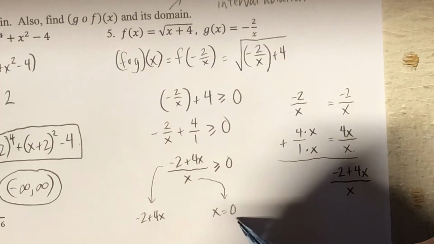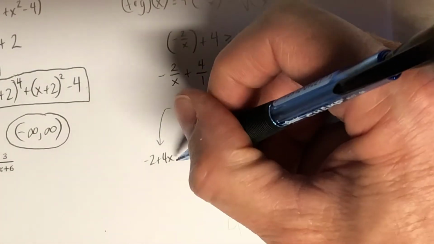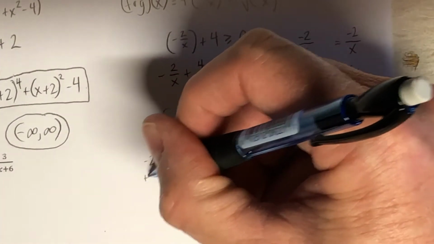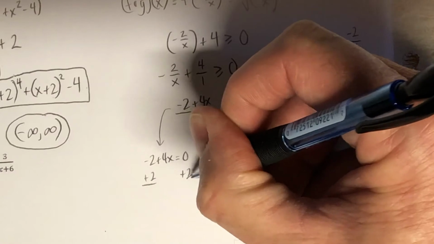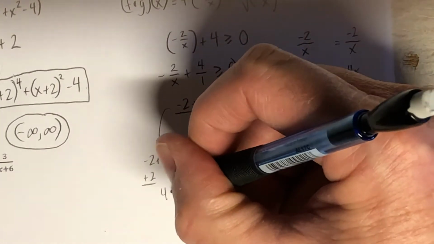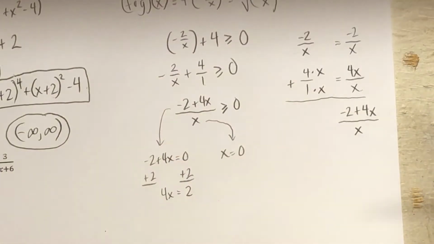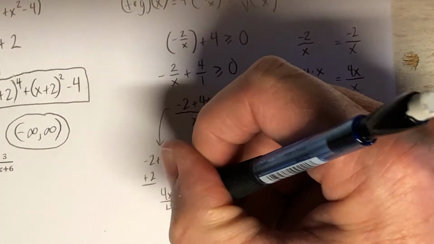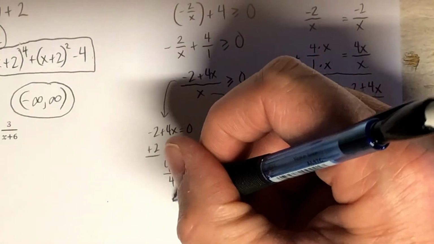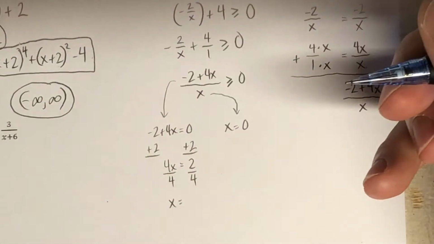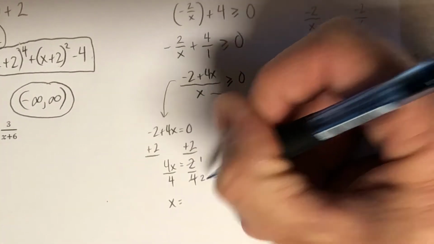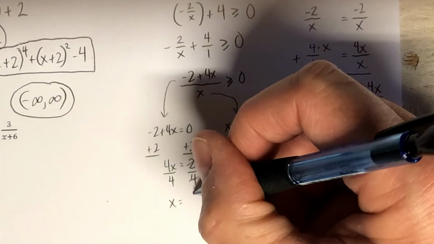This is already solved for because x is by itself, but how do we solve this one? Make that equal to 0. Since this is a normal linear equation, it's just x, not x squared or anything like that, you're going to move the 2 over with the 0, and then you're going to divide out like that. And that gives me, if I reduce that fraction right there, 2 divided by 2 is 1, 4 divided by 2 is 2. X is equal to 1/2.